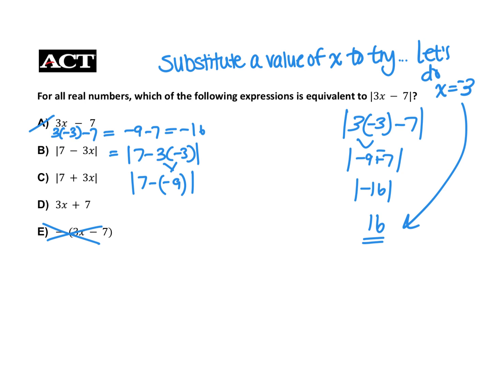7 minus negative 9 is the same as 7 plus 9, right? So we get 16 here. So the absolute value of 16 equals 16. We've got a match. And you could go through and try that with the rest of them to rule them out, but B is the only one that would work.